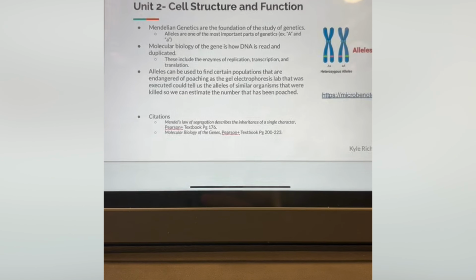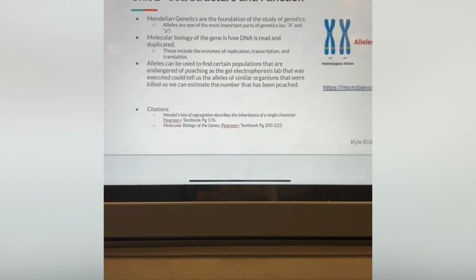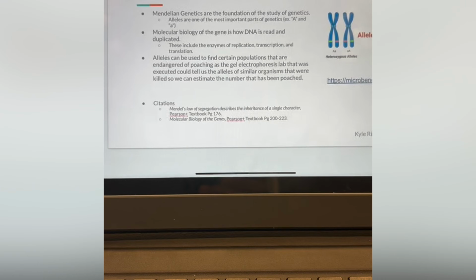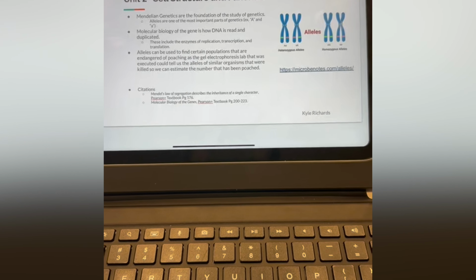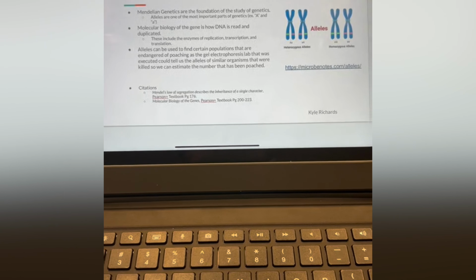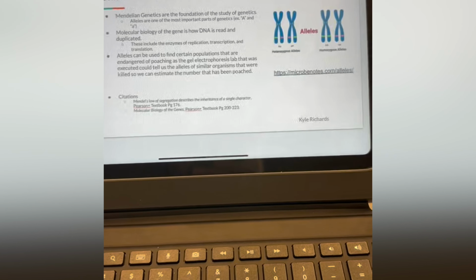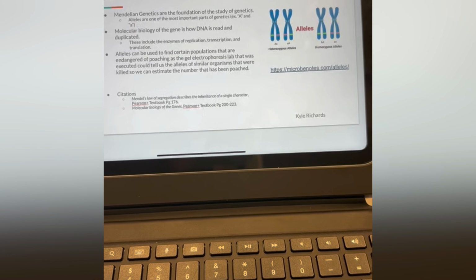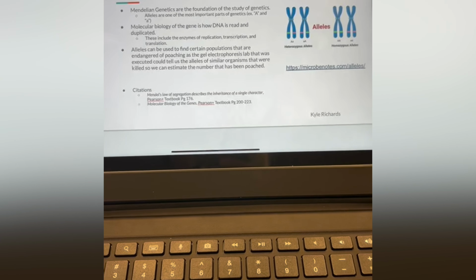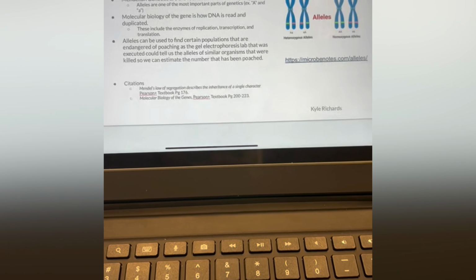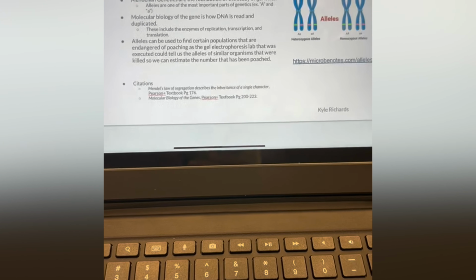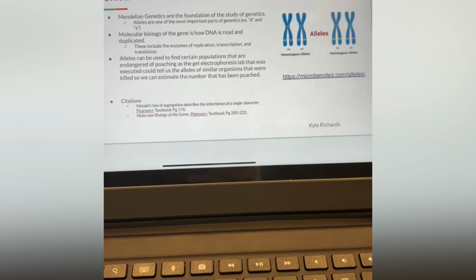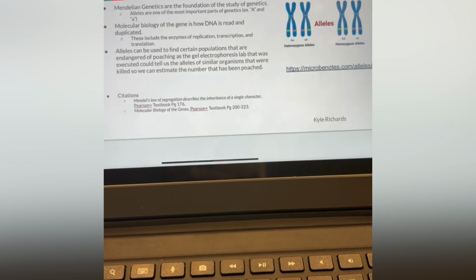Unit 2, Cell Structure and Function. Mendelian genetics are the foundation of the study of genetics. Alleles are one of the most important parts of genetics. These are like big A and little a. Molecular biology of the gene is how DNA is read and duplicated. These include the enzymes in replication, transcription, and translation. Alleles can be used to find populations that have similar alleles that could tell us similar organisms.